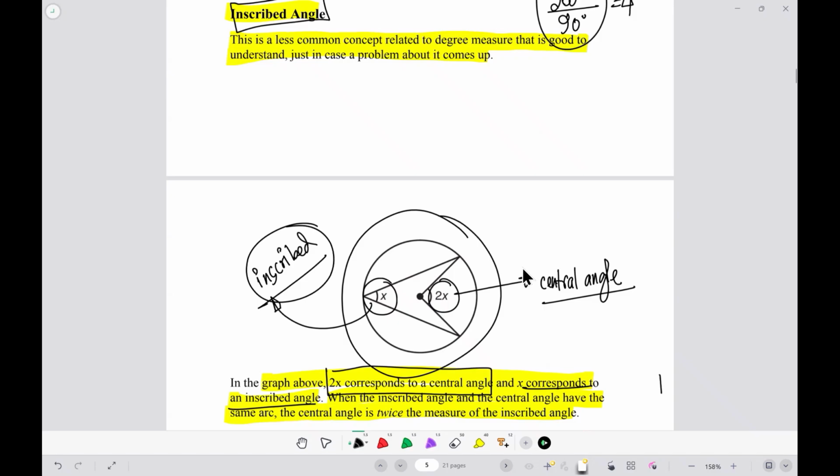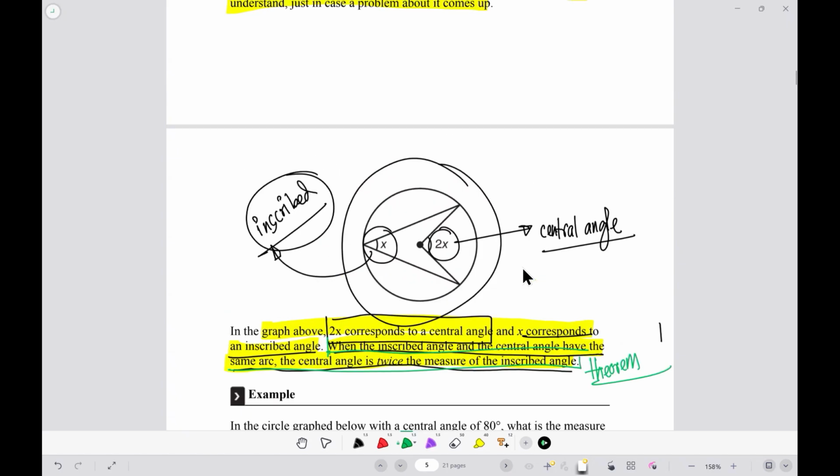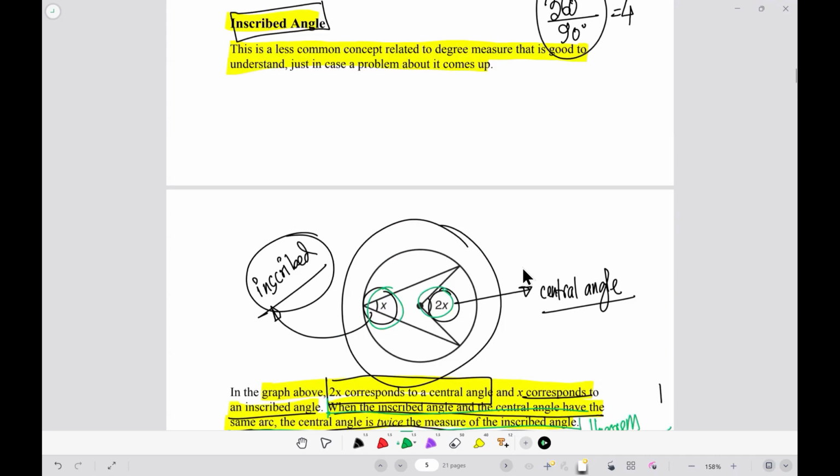When the inscribed angle and the central angle have the same arc, the central angle is twice the measure of the inscribed angle. This is basically a kind of theorem. I'm underlining the theorem portion with a green underline. The inscribed angle is basically this x, and the central angle is 2x, and this relationship is consistent.